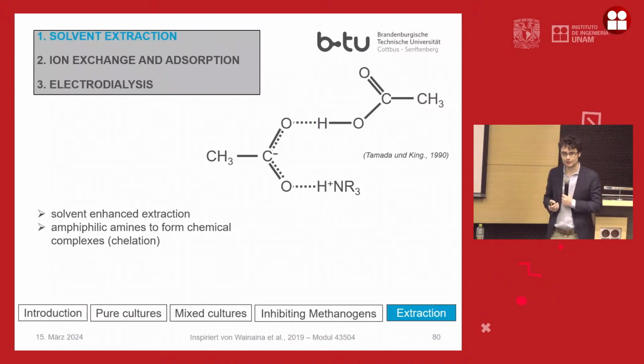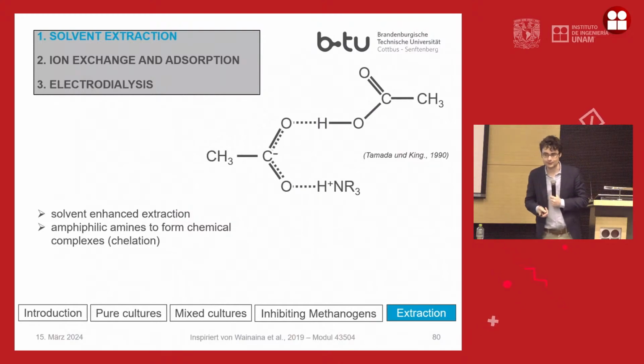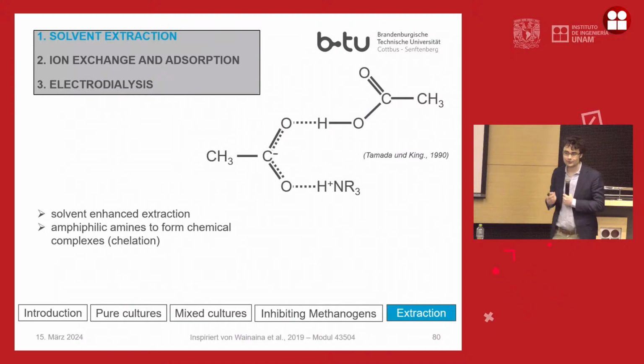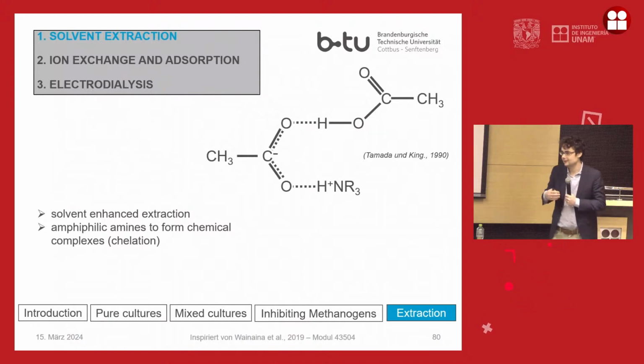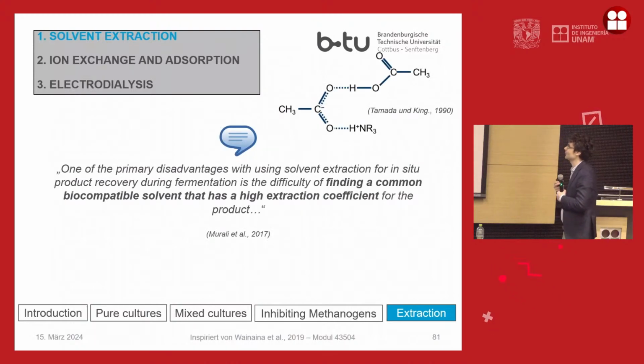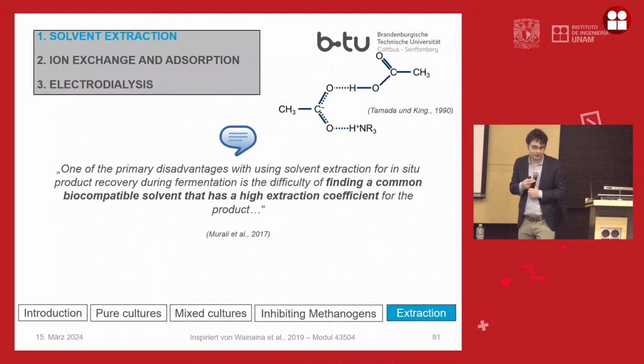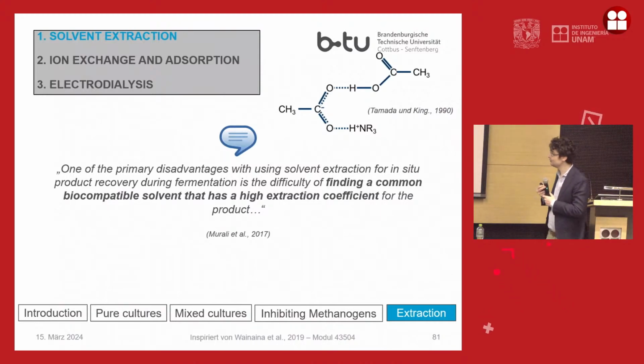And like this, it's pulled into this oily phase, which is swimming on top of our fermentation liquids. And like this, we can concentrate our organic acids in a smaller volume, and then it might be easier to extract based on distillation. So in theory, this sounds relatively simple, but in this review article that I found here in regard to these 3 methods from Murali et al., they're discussing this, and yeah, they said that there are some problems.